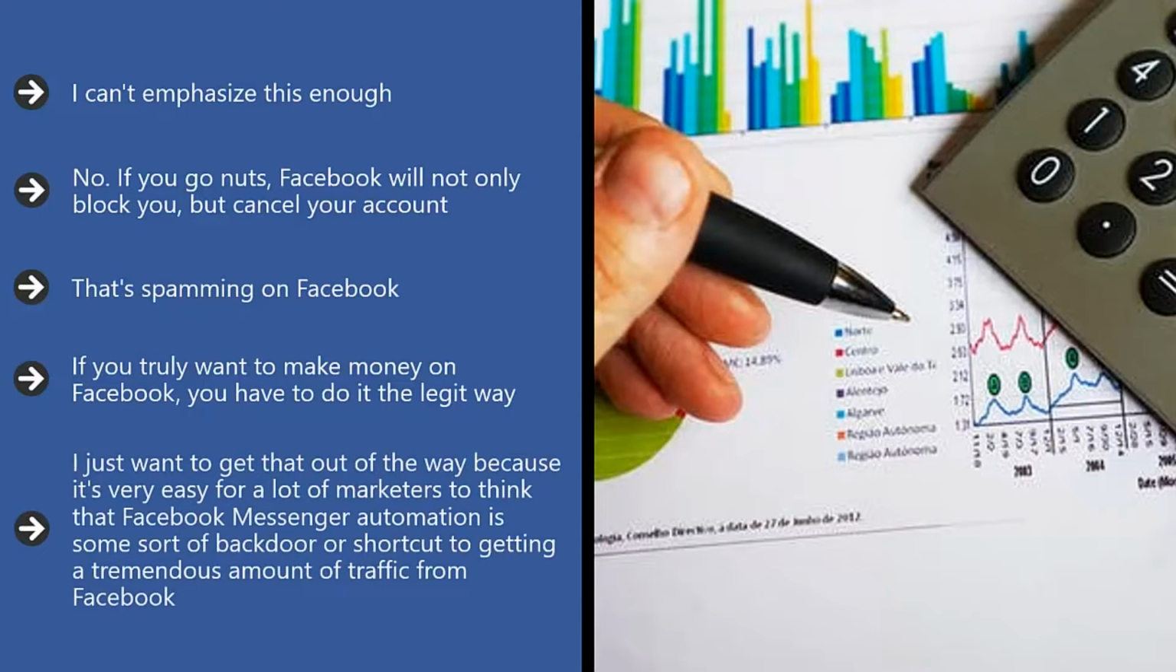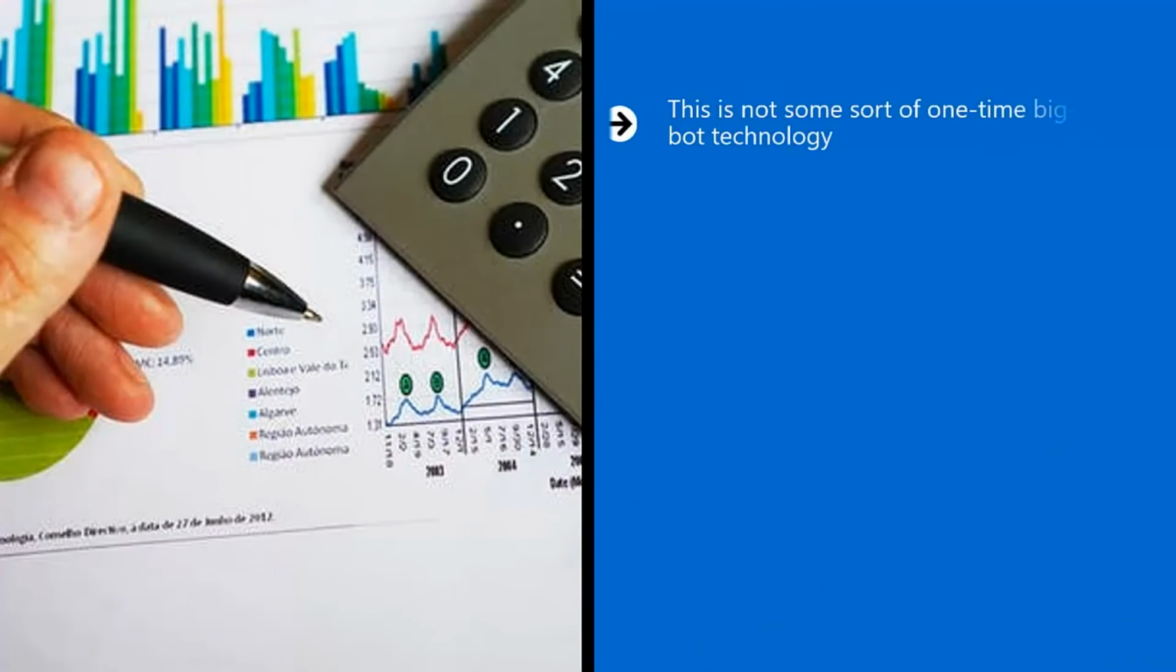I just want to get that out of the way because it's very easy for a lot of marketers to think that Facebook Messenger automation is some sort of backdoor or shortcut to getting a tremendous amount of traffic from Facebook. While you can get quite a bit of traffic from Facebook, using bots responsibly enables you to build a sustainable business. This is not some sort of one-time, big-time bot technology. Get that idea out of your head.